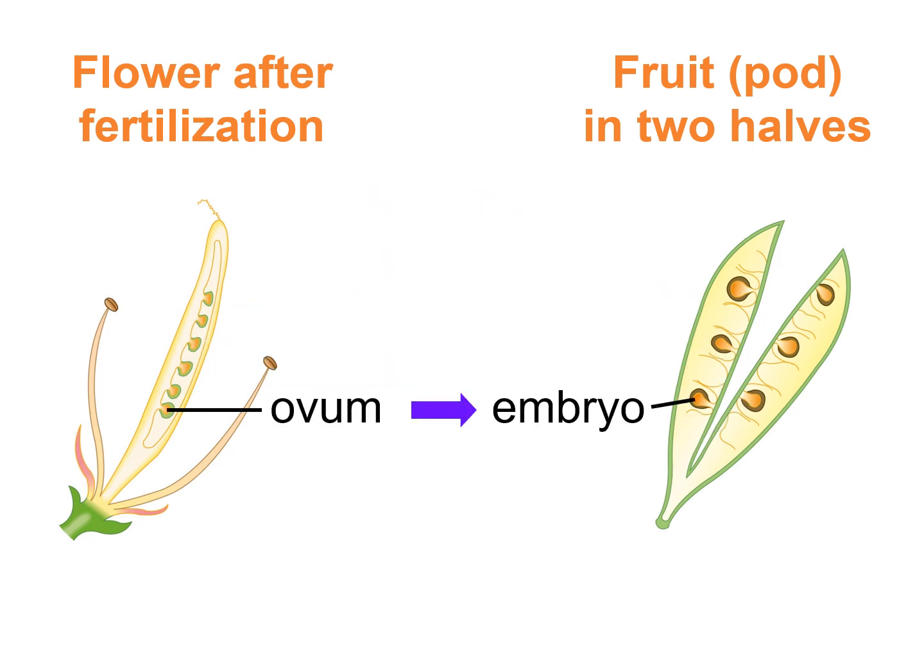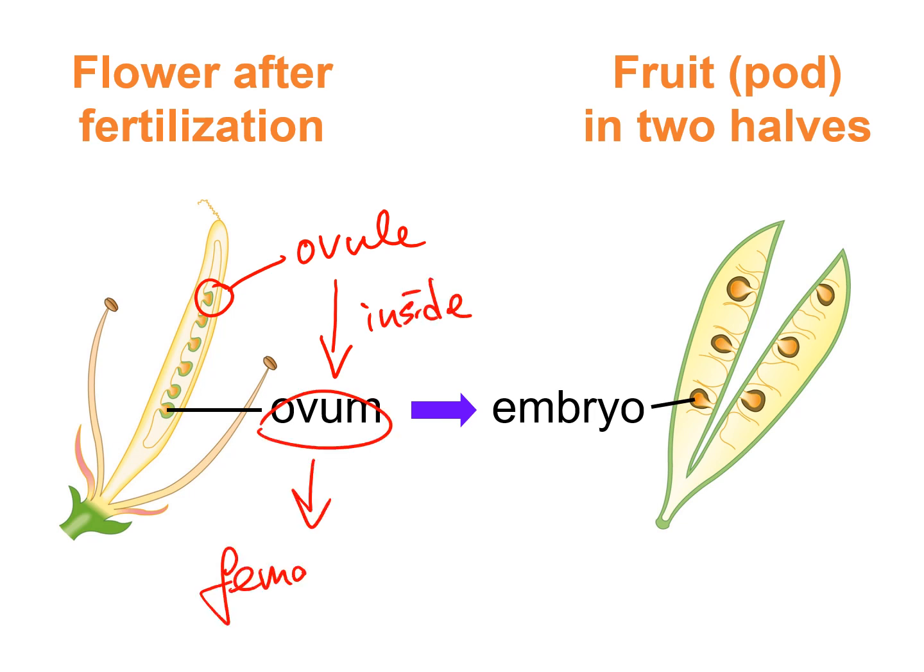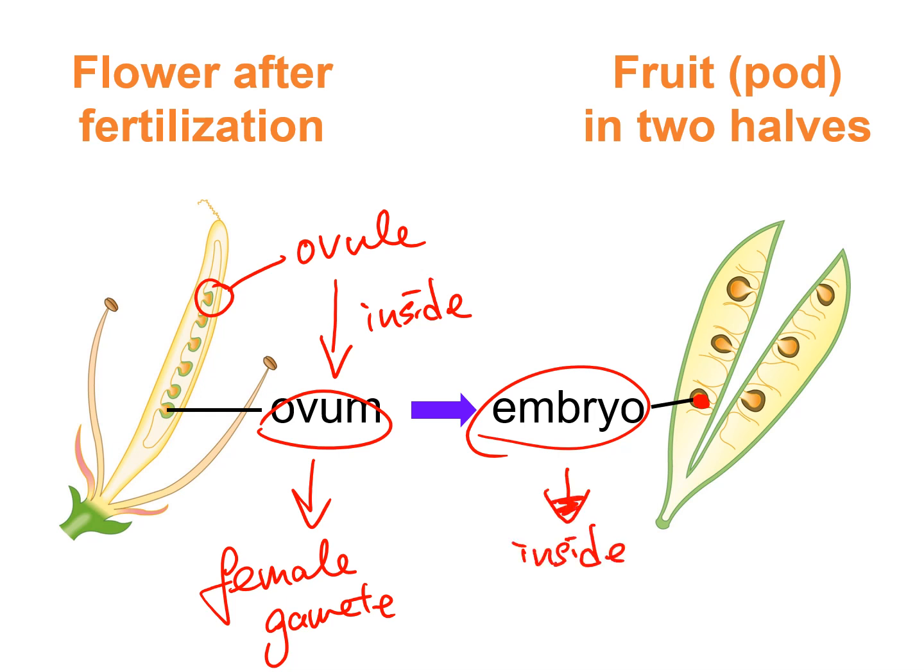After fertilization, the ovule in here has inside it the ovum, which is actually the female gamete. This female gamete will meet with the male gamete for fertilization, and it forms what we call the embryo, in Chinese 胚胎啦. This embryo is found inside the seed. It is different from the seed; it is the inside of the seed, the 胚胎, embryo.